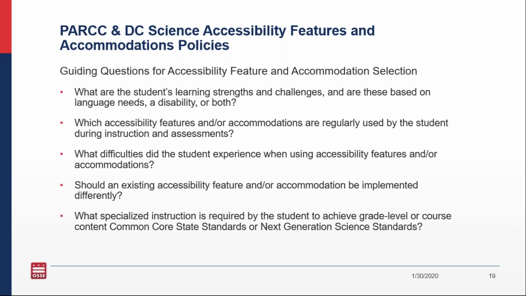Next, should an existing accessibility feature and/or accommodation be implemented differently? With those that are listed on the student's IEP, are there different ways to implement that specific accommodation? Again, it's all about what is going to work best for the student and meet the student's needs. And finally, what specialized instruction is required by the student to achieve grade level or course content, Common Core State Standards, or Next Generation Science Standards? So what needs to be written in the student's IEP to help them achieve the grade level standards for Common Core or Next Generation Science Standards?